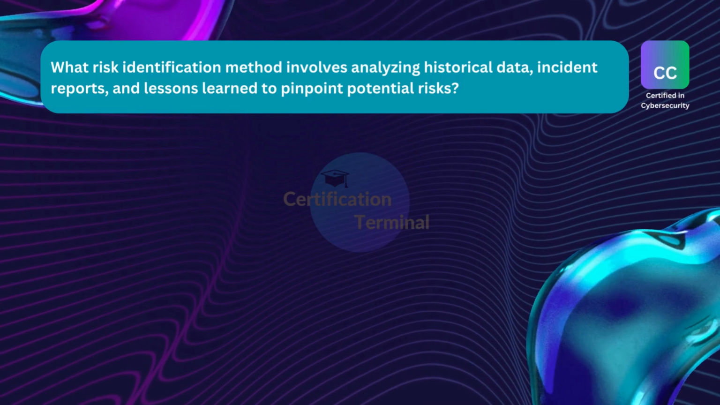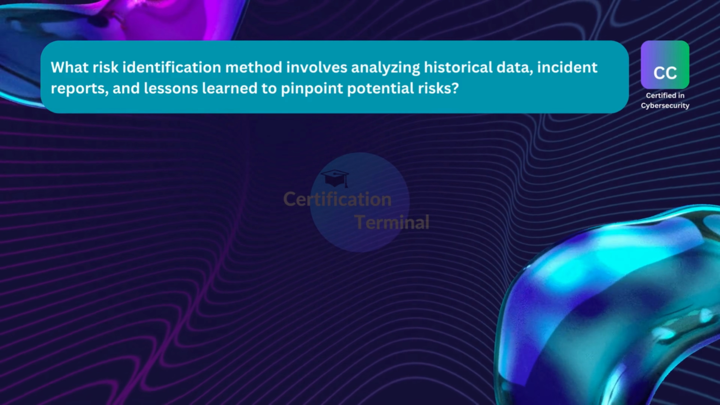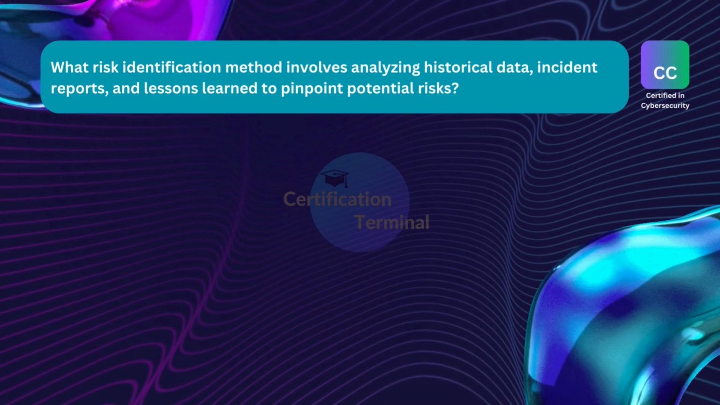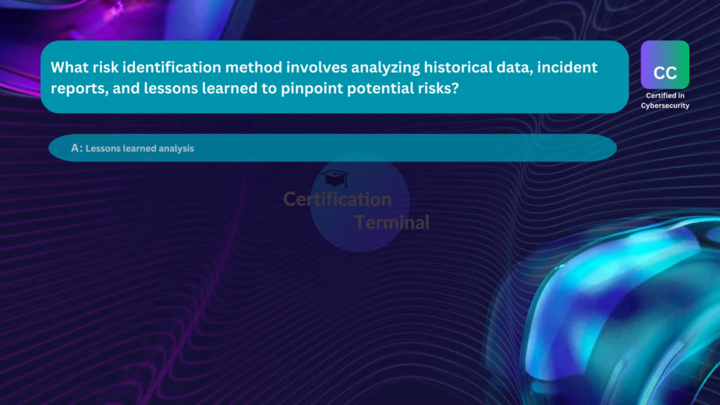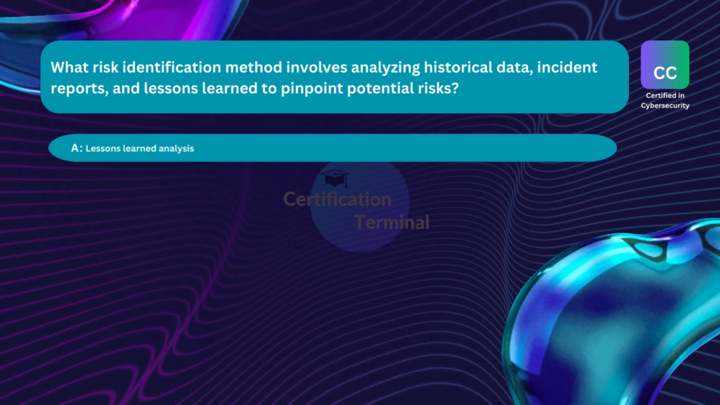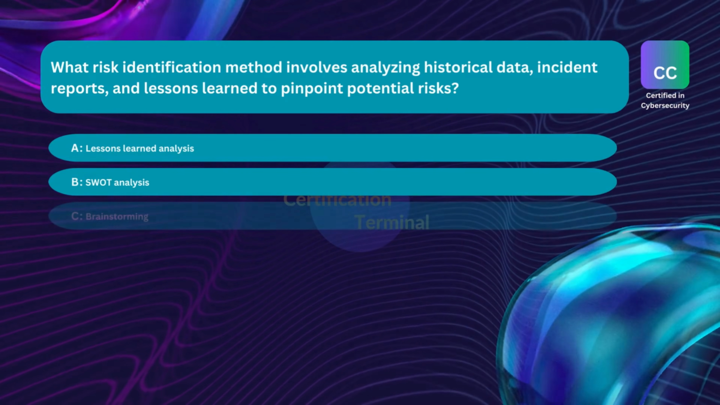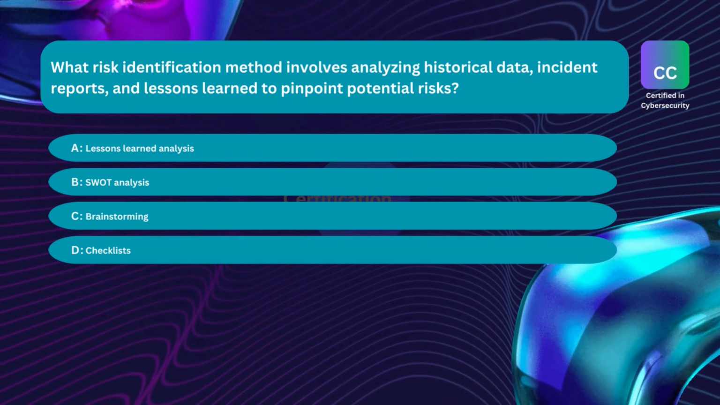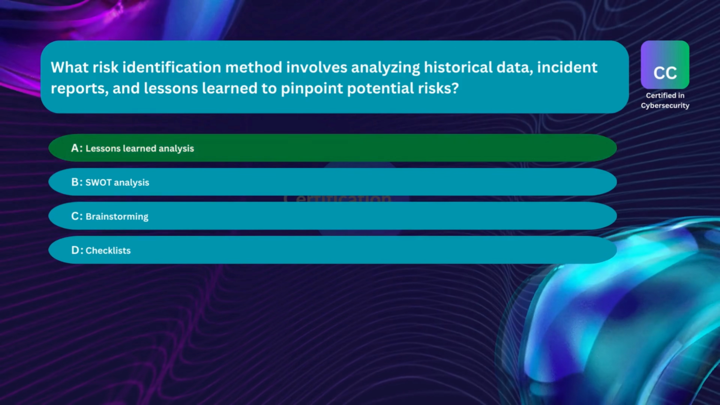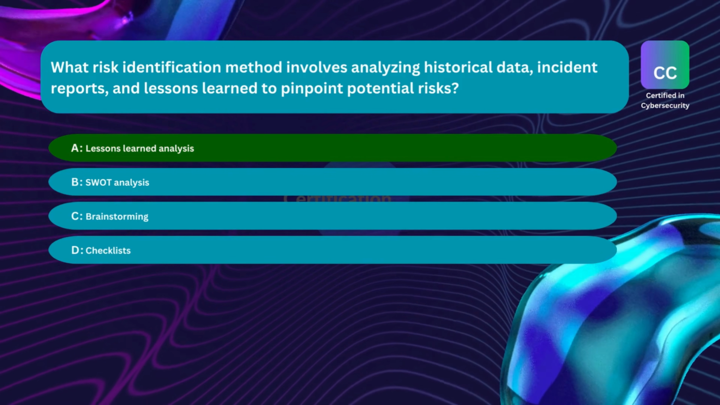Question number 5. What risk identification method involves analyzing historical data, incident reports, and lessons learned to pinpoint potential risks? Option A, lessons learned analysis. Option B, SWOT analysis. Option C, brainstorming. Option D, checklists. The correct answer is Option A, lessons learned analysis.